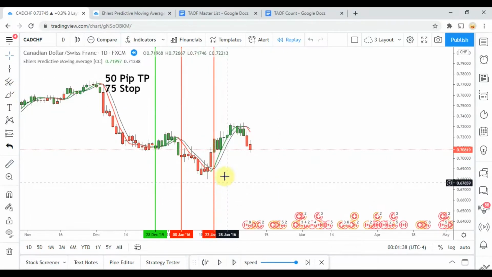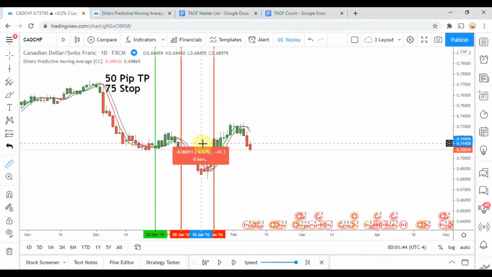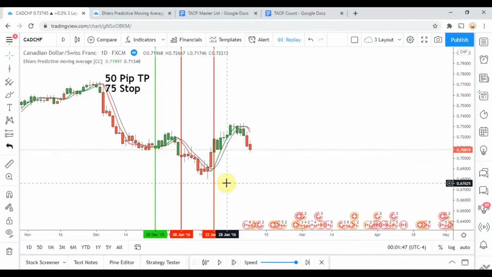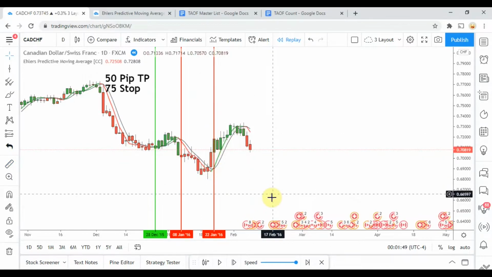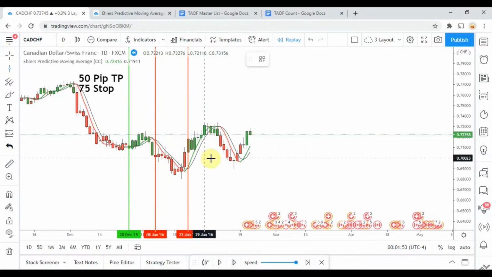So we pick up a long signal right there on that one. Looks like this one as well may have gotten stopped out. It did, unfortunately, on the very next candle. Pulled back really hard and stopped us out.